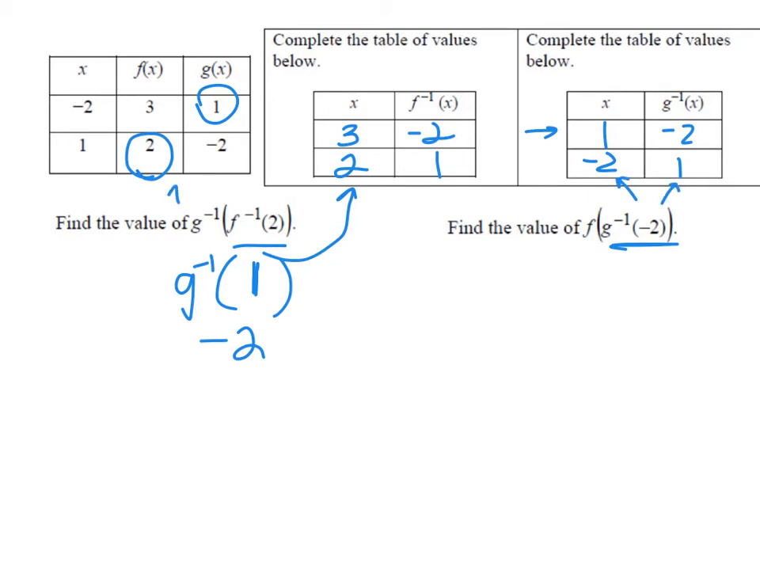Now what does that look like on this one over here? Well, g inverse of negative 2 is a y value, so this is just 1. So what's f of 1? Well, that's over here. f of 1 is 2.